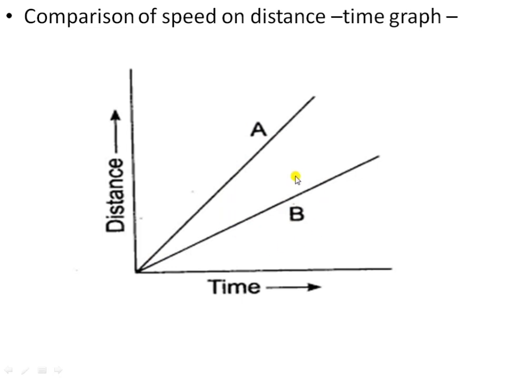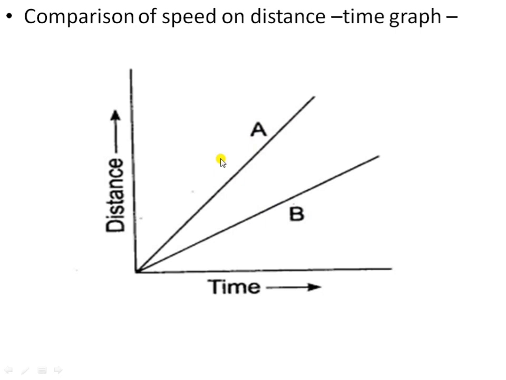So slope A is steeper than slope B. As the slope represents the speed, the speed of object A is higher than the speed of object B.